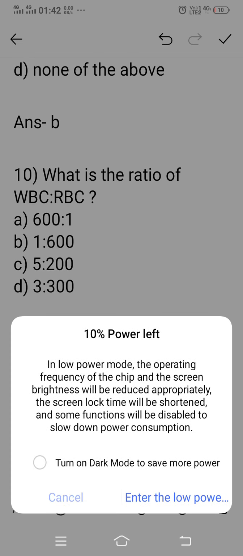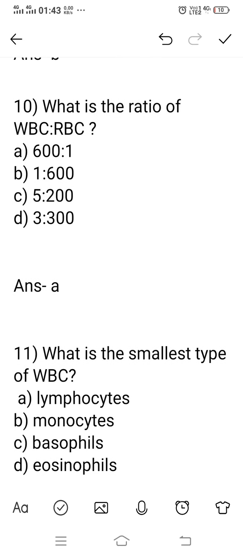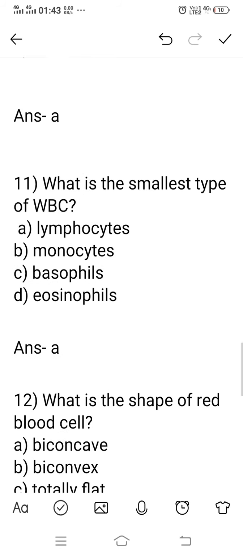Question number 10. What is the ratio of the WBCs to RBCs? Option number A, 600 is to 1. Option number B, 1 is to 600. Option number C, 5 is to 200. Option number D, 3 is to 300. The right answer is 600 is to 1, the ratio of WBC and RBC in our body.